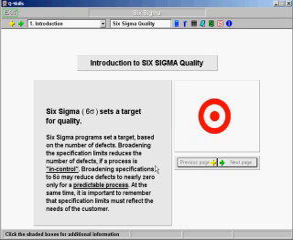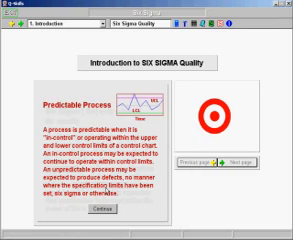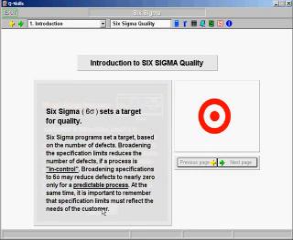Now, the way in which we determine whether or not a process is predictable is by using what's called a control chart. And we'll go on later in Q-Skills to learn how a control chart is used and how it does predict whether a process is predictable or not.